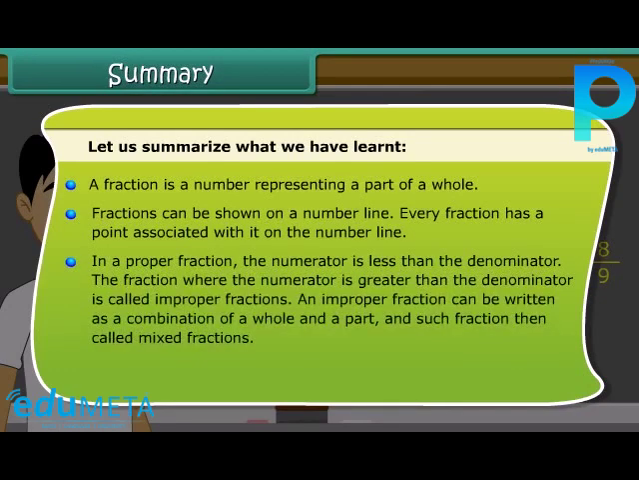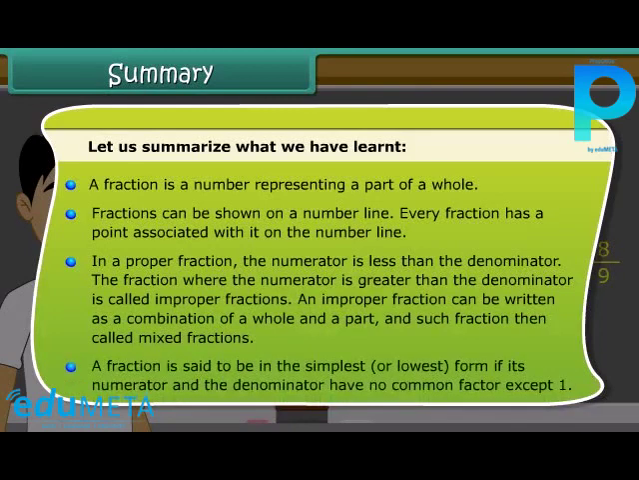In a proper fraction, the numerator is less than the denominator. The fraction where the numerator is greater than the denominator is called improper fractions. An improper fraction can be written as a combination of a whole and a part, and such fractions are called mixed fractions. A fraction is said to be in the simplest or lowest form if its numerator and the denominator have no common factor except 1.